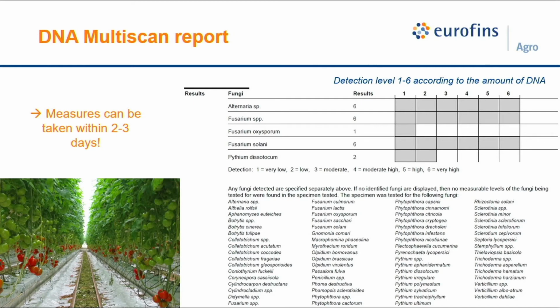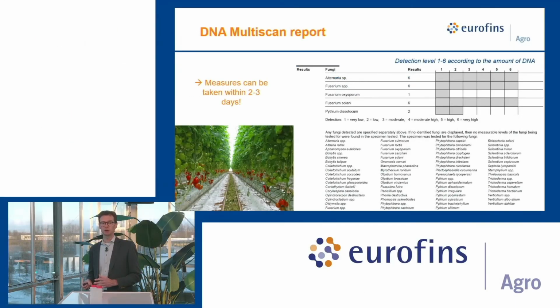The detection level is from 1 to 6. 1 will say it's a very low amount of DNA present. Detection level of 6, a very high amount of DNA present in the water or in the soil or in the crop. So after you receive the results, within a few days you can take the right measures.